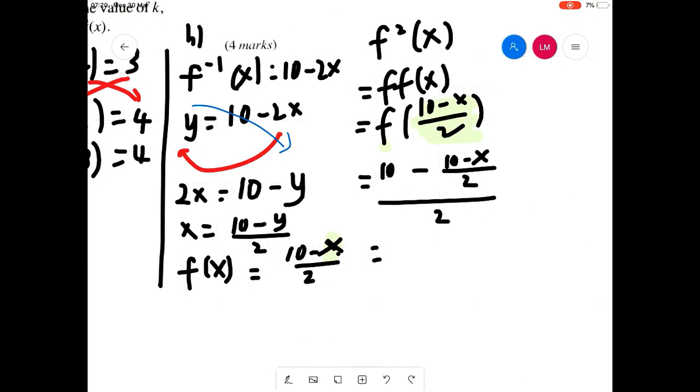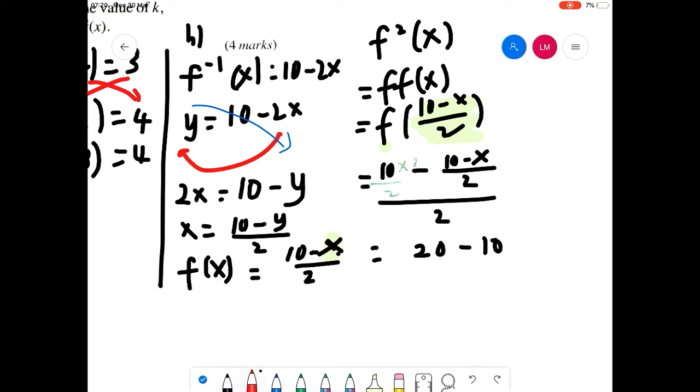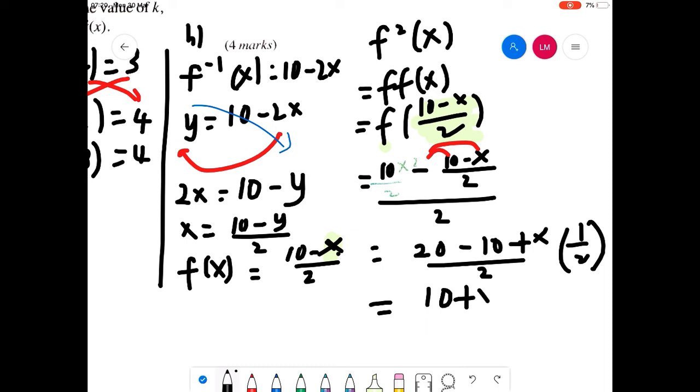So now from here we are going to times 2 here, here also times 2 to make the denominator to be the same. So it will be 20 minus 10 and become plus x, over 2, and below you still have another over 2. Divided by 2 you can change to times 1 over 2. So here will become 10 plus x. 2 times 2 will become 4.